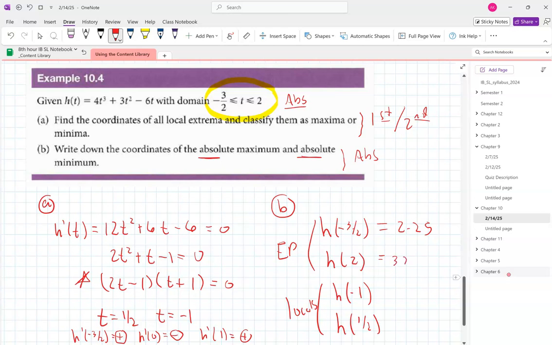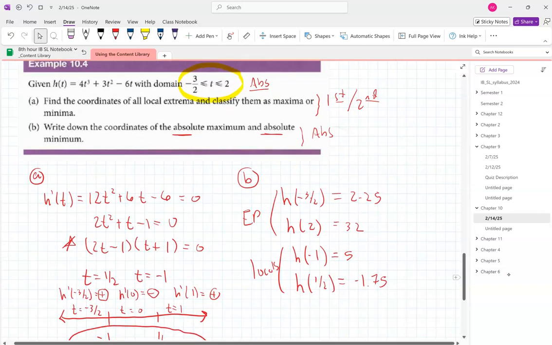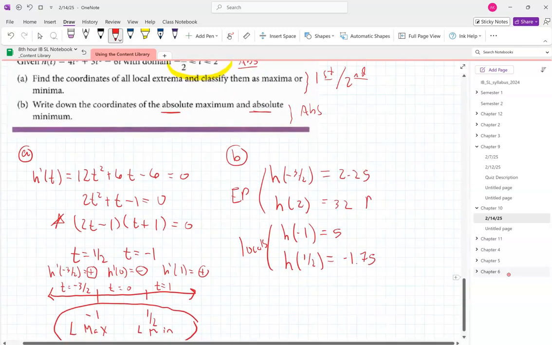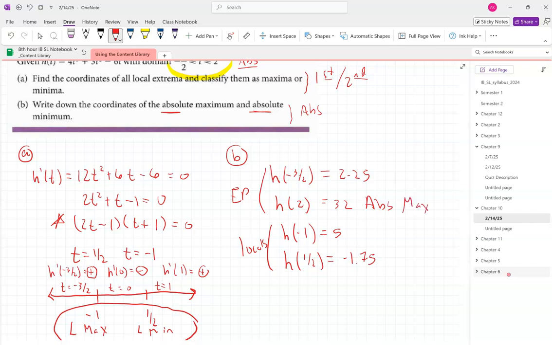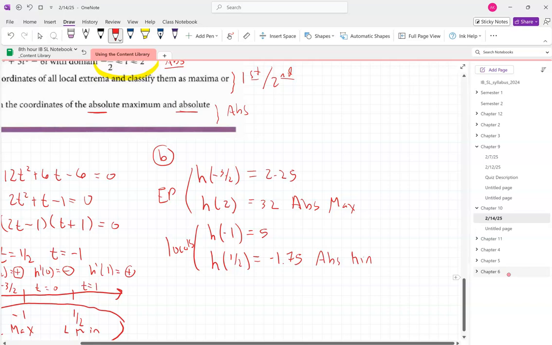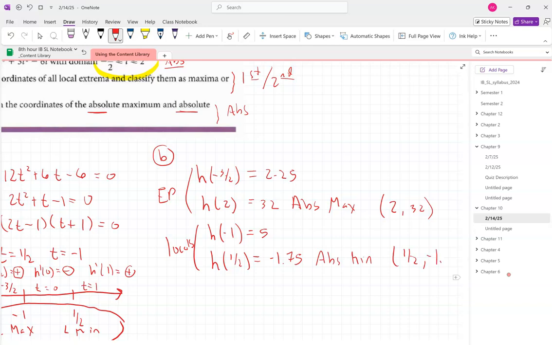So we had 225, 32, 5, and negative 1.75. So this guy is the absolute maximum because it's the biggest number. And this guy is the absolute minimum because it's the smallest number. So it asks for the coordinates. So the coordinate here would be 2 and 1/2, negative 1.75. Everybody cool?